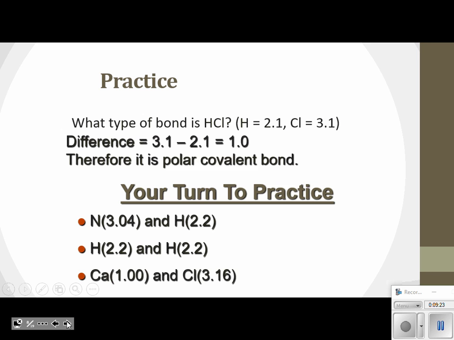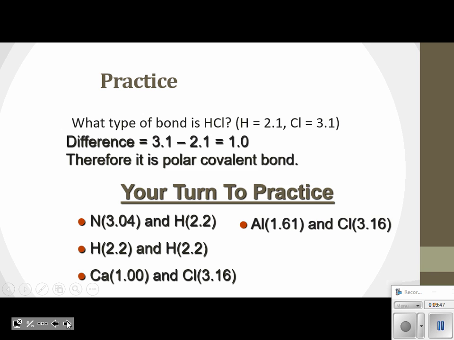What about these? Oh, don't tell me you're doing that math. Minus 1. What is it? 2.16. Okay? Where does the 2.16 fall? Into an ionic bond. Okay?